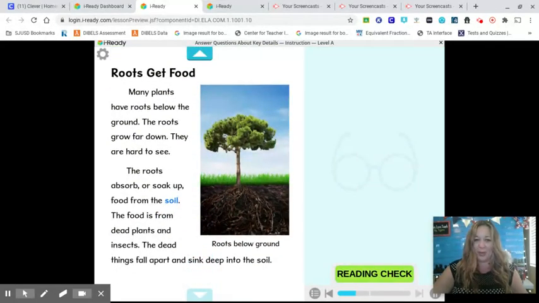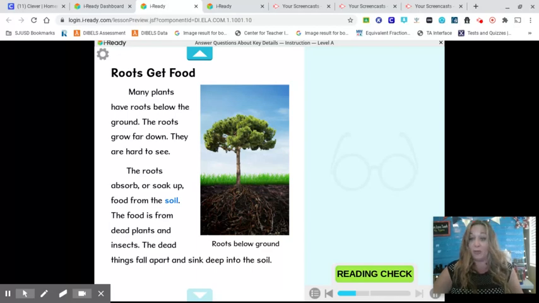Roots get food. Many plants have roots below the ground. The roots grow far down. They are hard to see. The roots absorb or soak up food from the soil. The food is from dead plants and insects. The dead things fall apart and sink deep into the soil.